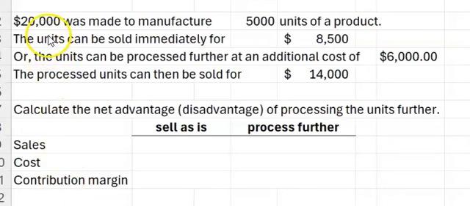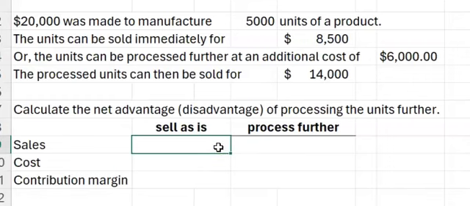So let's say we had spent $20,000 and we manufactured 5,000 units of a product. At that point, we can sell those units and we can sell them for $8,500 in sales. Or we can spend $6,000 processing them further, and then those processed units could be sold for $14,000. Let's look at what our decision should be.